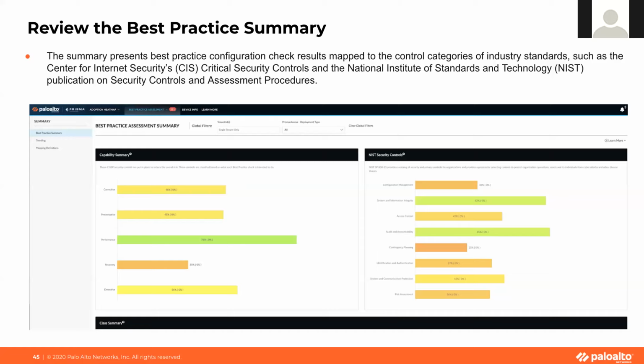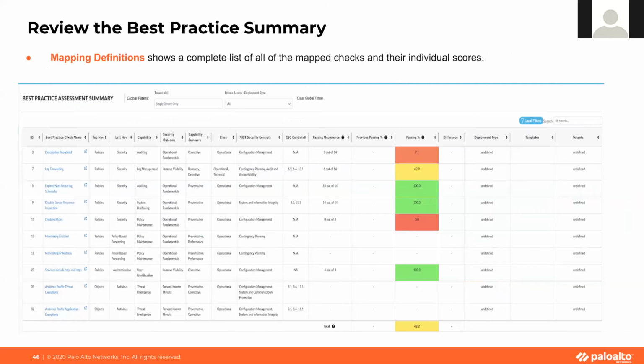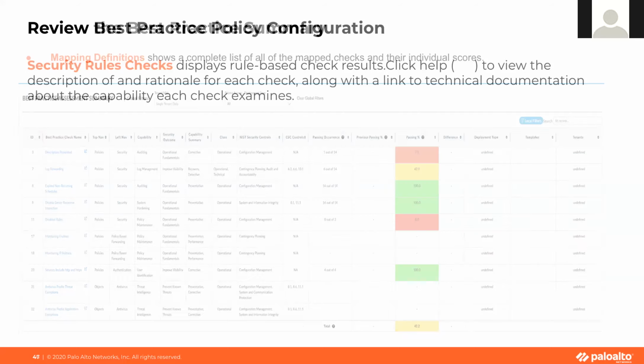Like the adoption summary, the best practice summary includes metrics that show you the current adoption rate and adoption progress since the last time you generated the BPA on your Prisma Access. You can click on the mapping definitions to see the complete list of all the mapped checks and their individual scores. You can apply filters to the output, and you can also export all these mappings onto a CSV file.